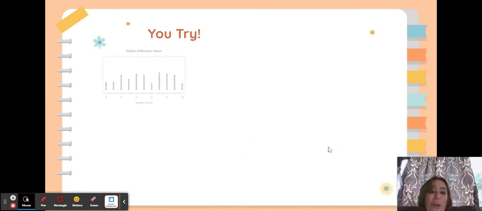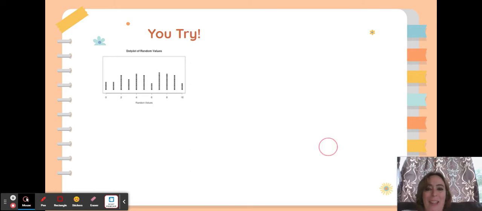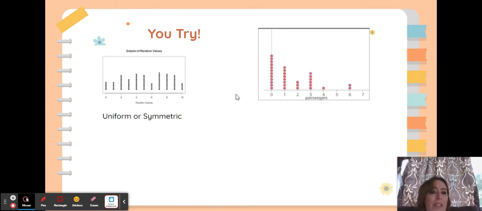All right, we're going to practice one more. You ready? This is your turn. What would you call this one? Skewed right, skewed left, uniform, or symmetric? There's four choices. I hope you said it was uniform or symmetric because it pretty much is. Here's the next one. Remember, look for the tail. If it's not symmetric on both sides, look for the tail. I hope you said skewed right because remember the tail's right here on the right.